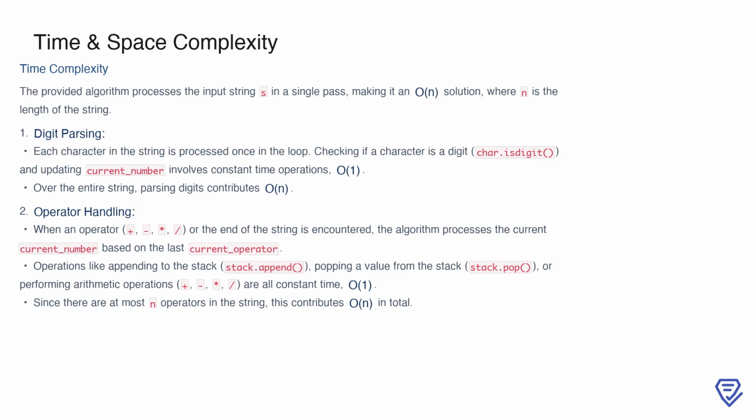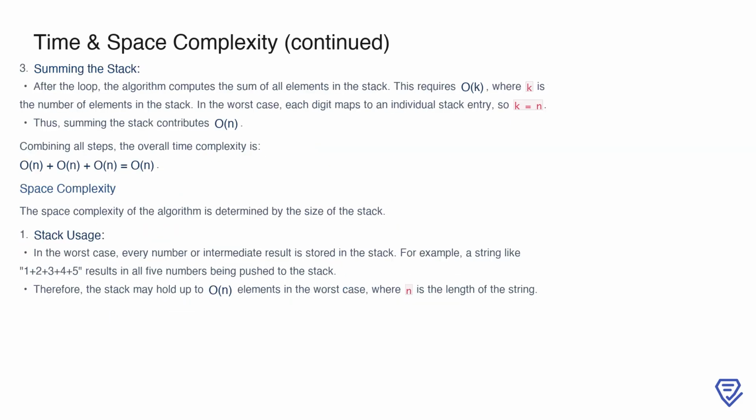Next, when the algorithm encounters an operator or reaches the end of the string, it evaluates the current_number using the last current_operator. Actions like appending numbers to the stack or performing arithmetic operations, such as addition or division, are also constant time operations, O(1). Since this happens at most n times, given that there are at most n operators, this step also contributes O(n) overall.